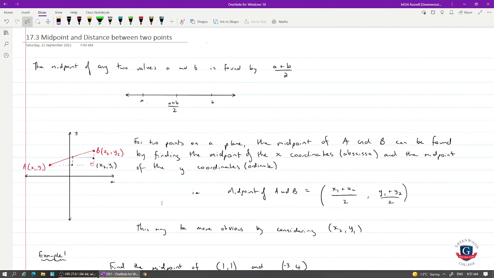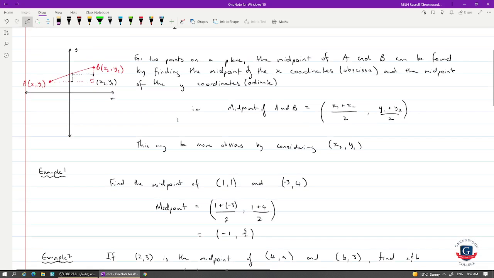Hi everybody. Today we're looking at midpoint and distance between 2 points. So before we start, we have to consider how to find the midpoint of two numbers. If we have a number a and a number b, the midpoint of it is found by adding a and b together and dividing by 2. And this applies for anything, not just in Cartesian coordinates, but we can definitely use it to find the midpoint of 2 points by considering the horizontal and vertical components of a coordinate.